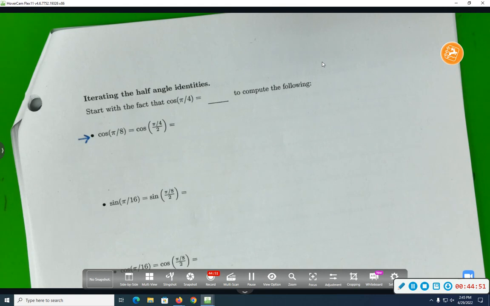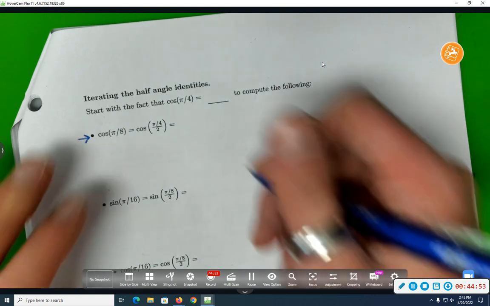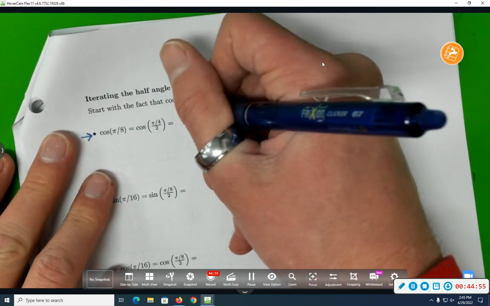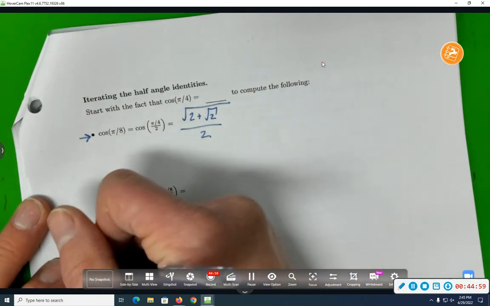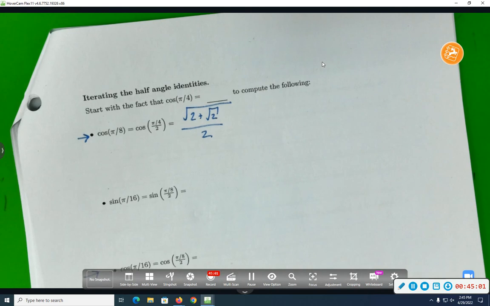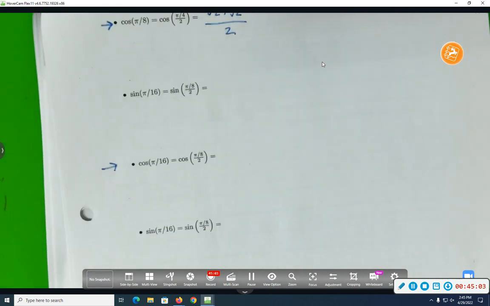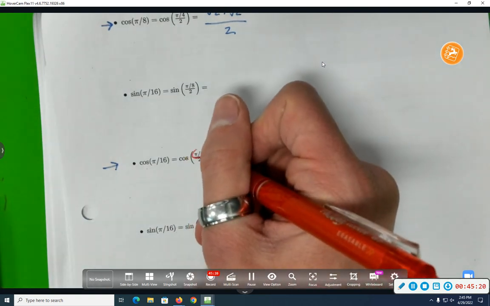So we've already computed the cosine of pi over 8. It's the square root of 2 plus the square root of 2, all over 2. If we know the cosine of pi over 8, do you think we could figure out the cosine of pi over 16? Yeah, I think so. We would do it by using the half angle identity again. Cool. So doing that, here's the angle in orange that I would pick out.